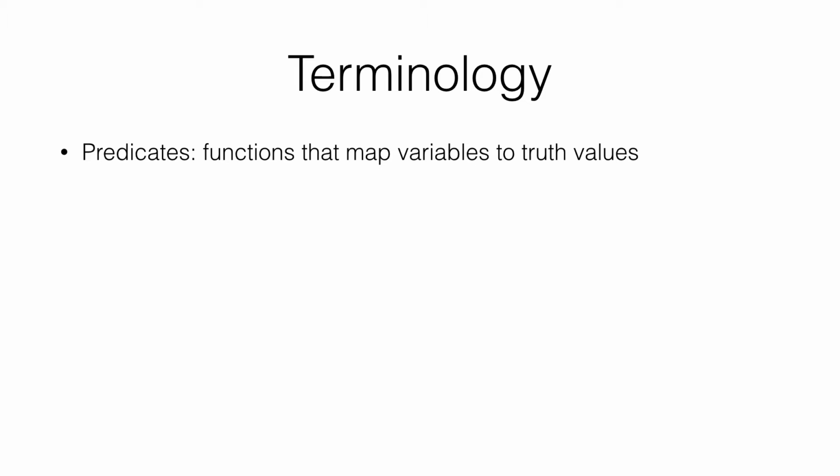So almost everything in first-order logic is built around these things called predicates. And a predicate is just a function that maps variables to truth values. So you can think of it from a programming perspective. You can think of it as just a function, right? It's a function with a particular prototype, which is that it takes as input a bunch of objects and outputs a truth value, a Boolean value.